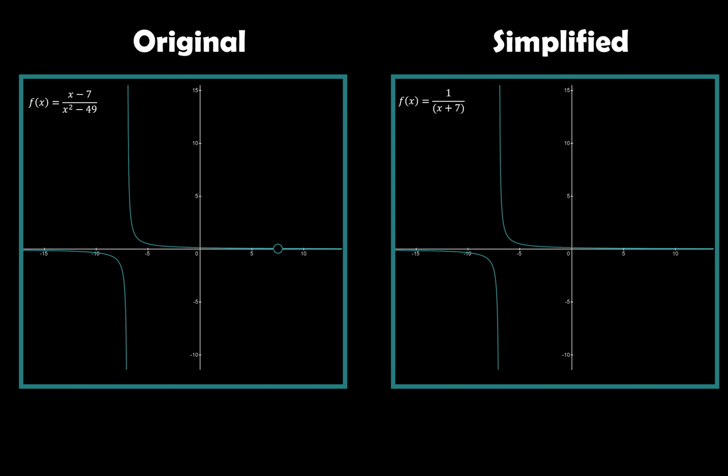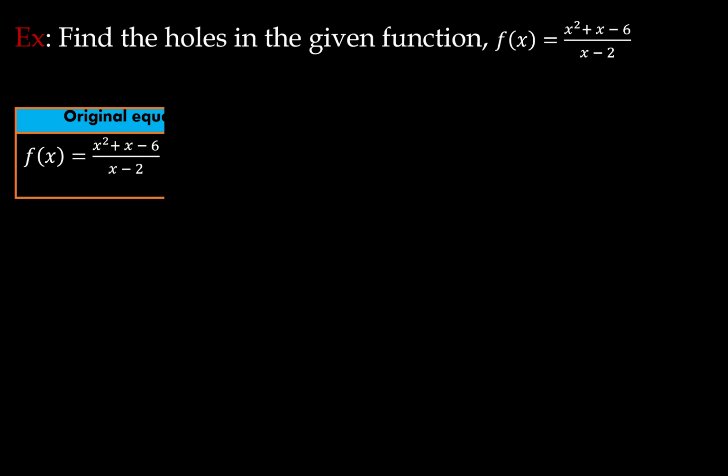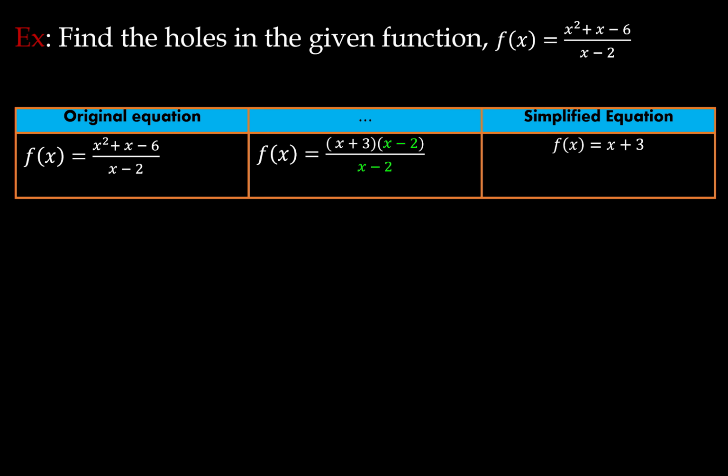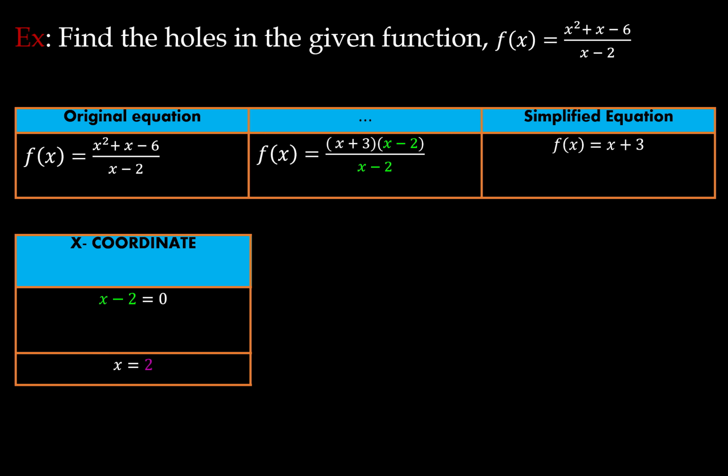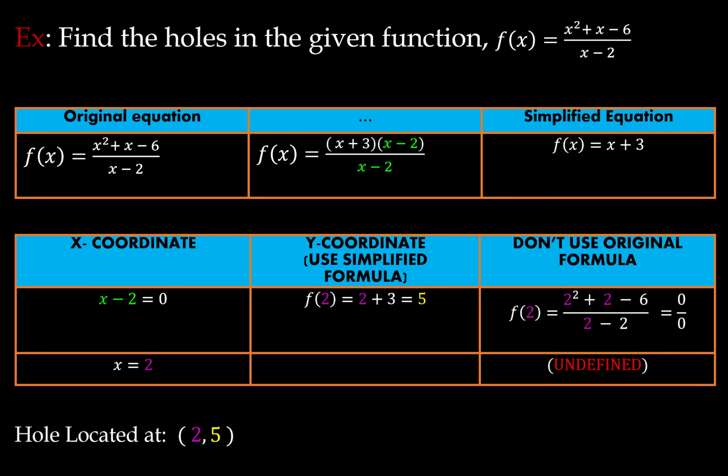Let's try another example. The procedure to find a hole in a function is the same. I simplify my function as much as possible and find a polynomial which cancels out. I then set said polynomial to 0 and solve for my x-coordinate. To find the y-coordinate of my hole, I input the x-coordinate into my simplified equation. Remember, don't use the original equation.